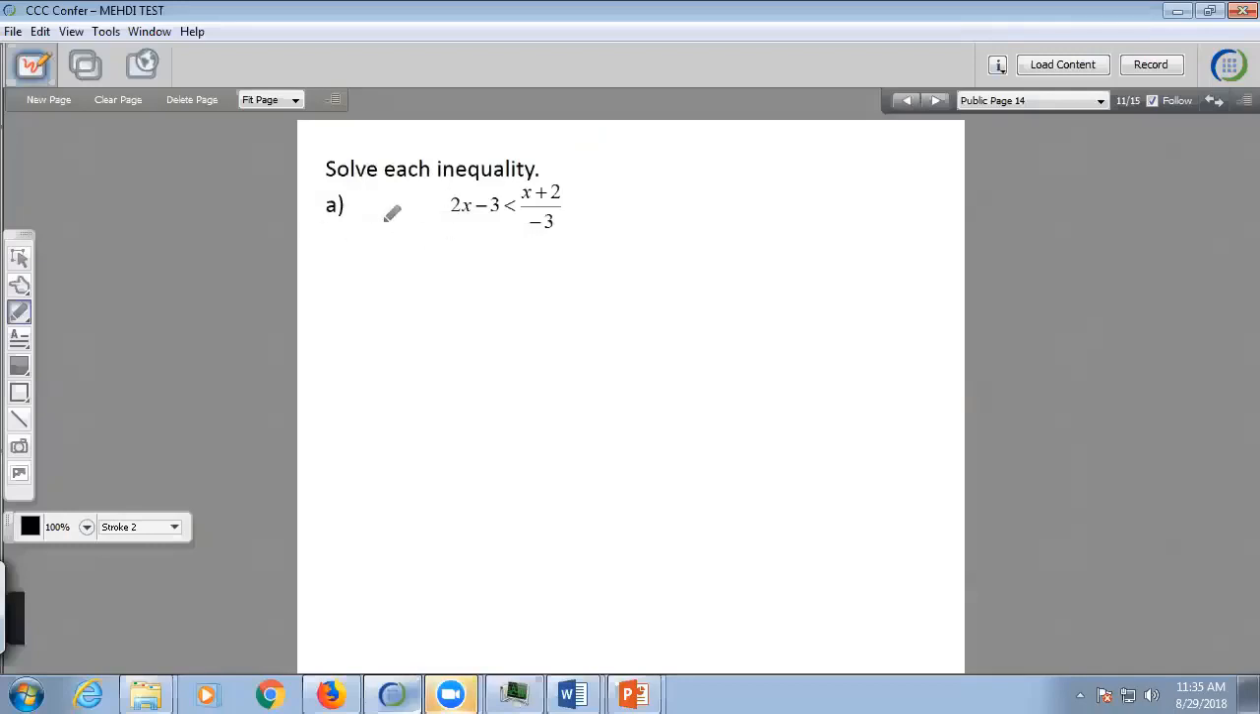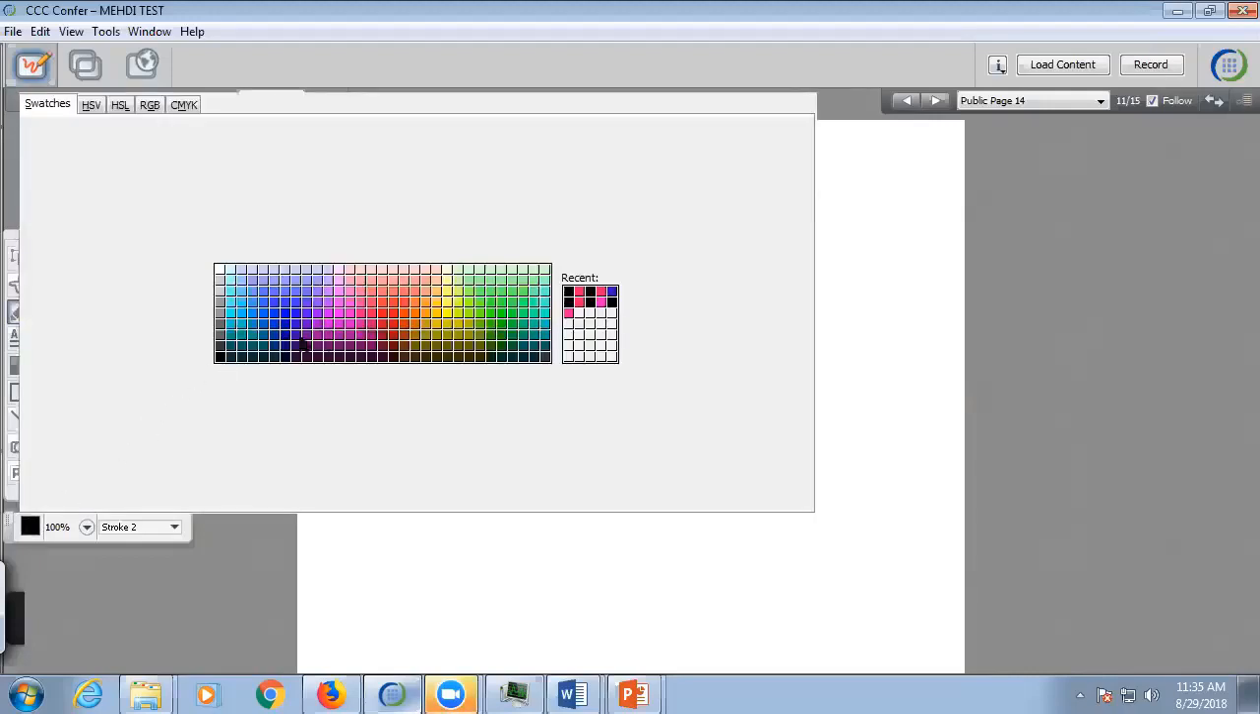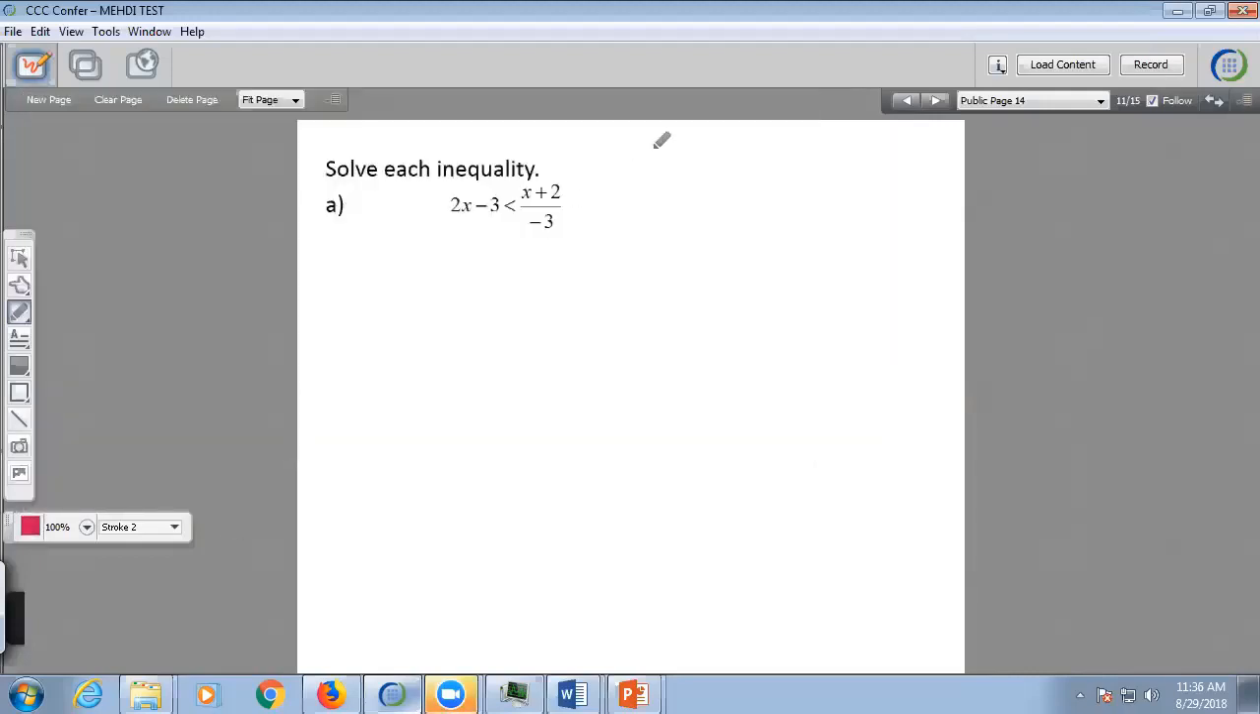All right, here we want to solve the inequality. If you have an inequality involving a fraction, and remember we said when you do have that, you look for the least common denominator, right? What's the least common denominator here? Negative 3, or negative 3 over 1. So you multiply both sides by negative 3 over 1. Let's do that.